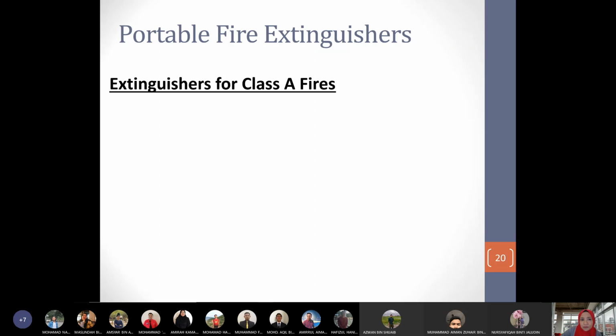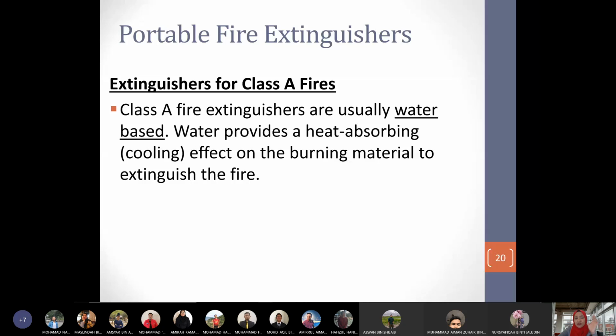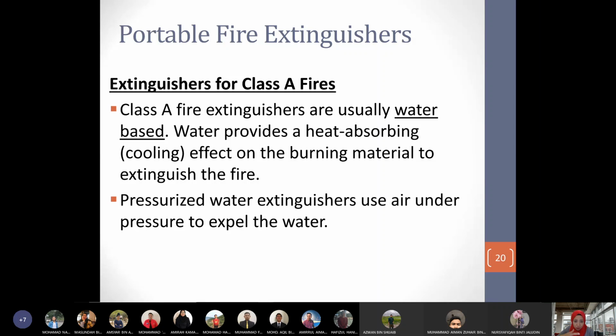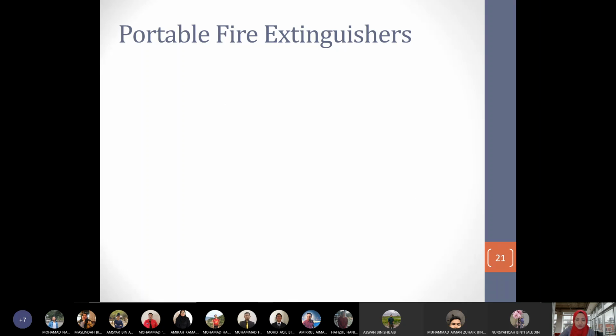Now, there are different types of fire extinguishers for different classes of fires. So for Class A fires, which are the fires that start from wood or cloth, papers, the fire extinguishers are usually water-based. So you can extinguish them using water because the water would provide a cooling effect or heat absorbing effect on that burning material to extinguish the fire. A pressurized water extinguisher normally uses air under pressure to expel the water.